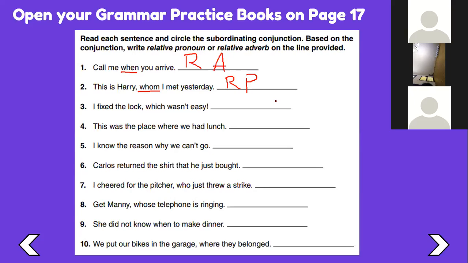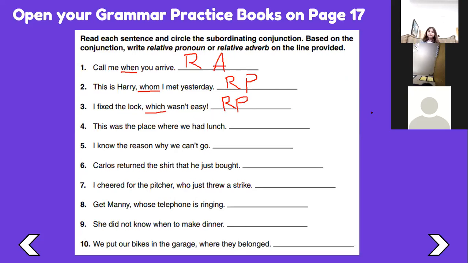Aline? Now it's Aline's turn. Number 3, Aline, please. I fixed the lock, which wasn't easy. What is the subordinating conjunction? Which. Excellent. Is which a relative adverb or relative pronoun? Relative pronoun. Excellent. Bravo. Thank you, Aline.